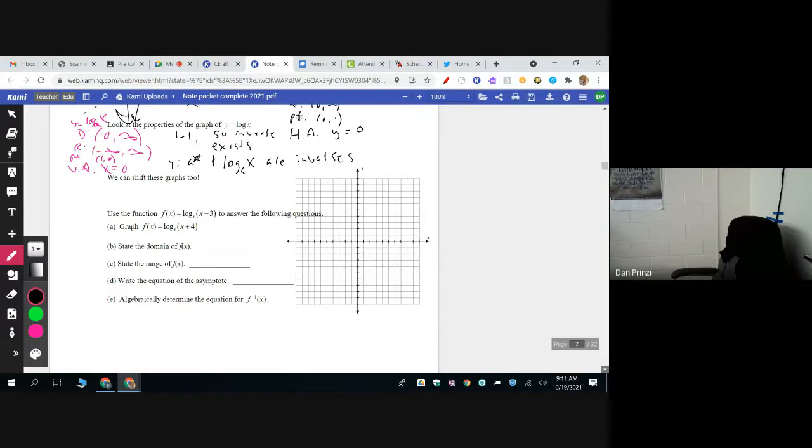Okay, you can shift the graphs too. Just make a note, rules are the same. Okay? Now, let's say we have f of x equals log base 3 of x minus 3. Tell me how this graph shifts. Raise your hand if you can tell me how this graph shifts. This one.